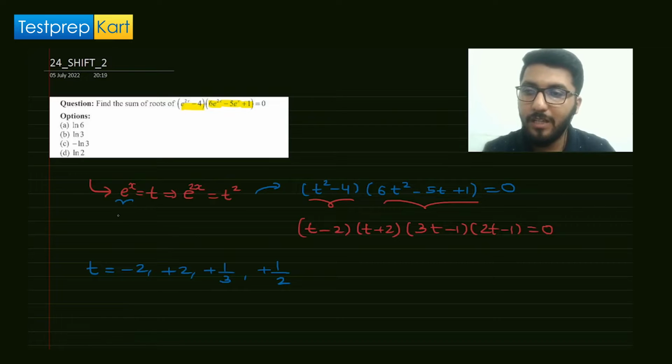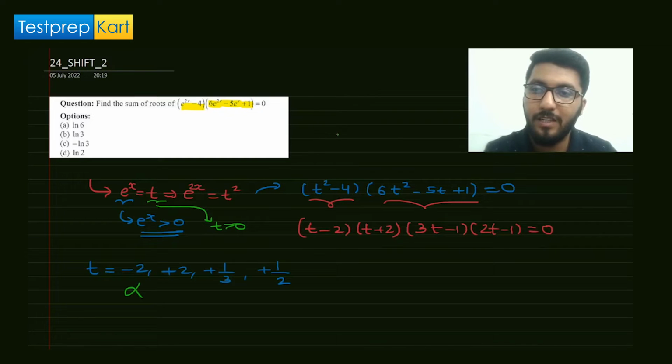Right, but we know that e power x as a function is always greater than 0. Its range is from 0 to infinity, open 0 to infinity. Basically it is always positive. That means t should always be positive, right? So minus 2 will be rejected.